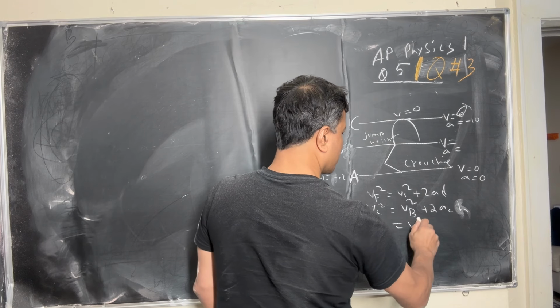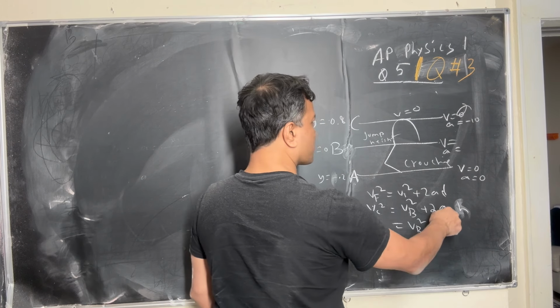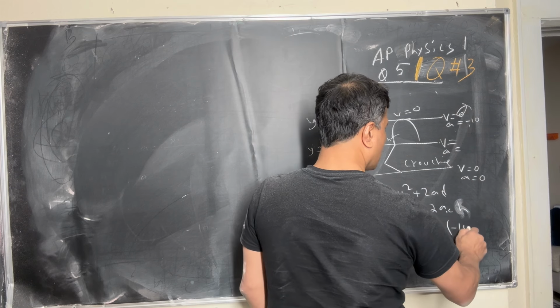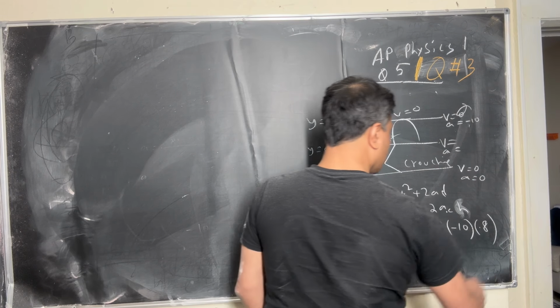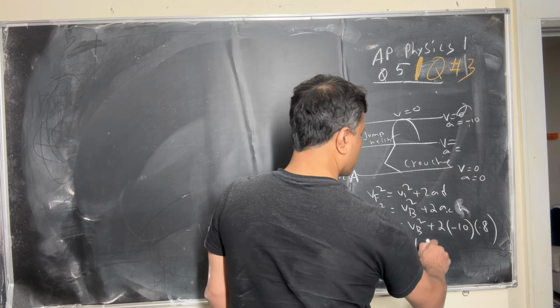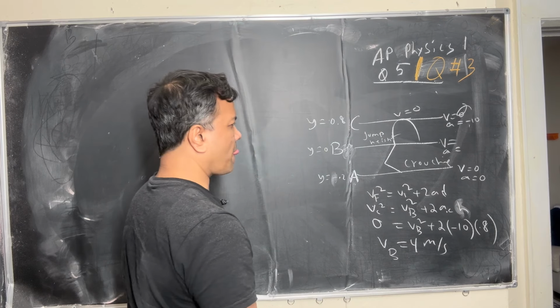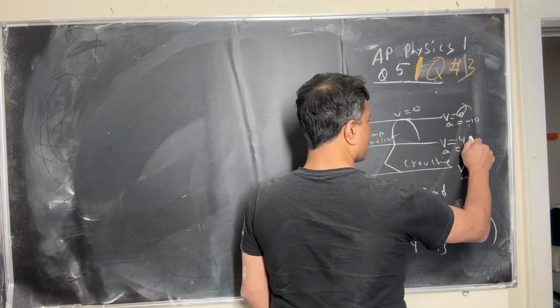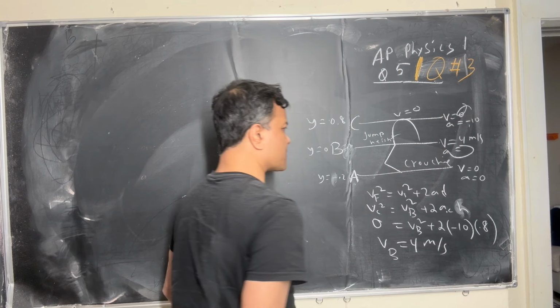Okay, Vb, we are trying to find it, plus 2. Acceleration over here is -10. H over here is 0.8. Okay, so velocity at B is 4 meter per second. Okay, so we're going to update it. This is 4 meter per second. Now we're going to find acceleration over there.